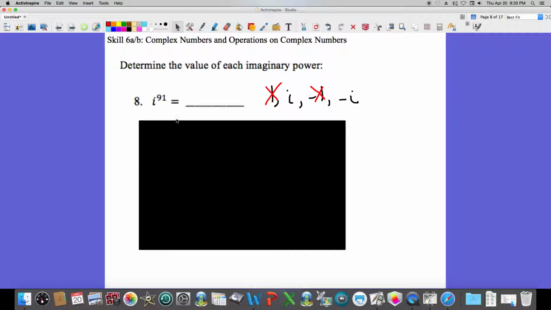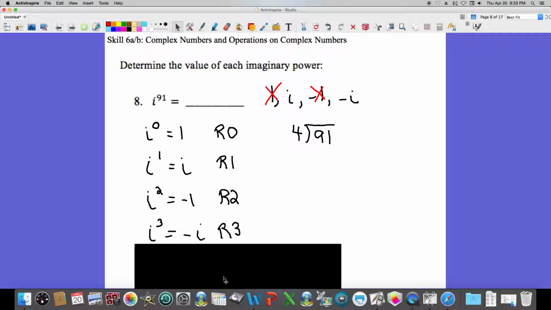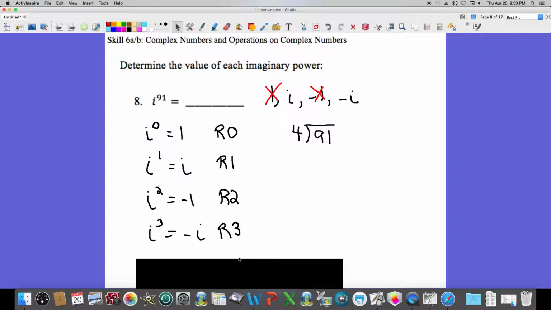All right, so let's look at 91 and divide it by 4, and we're going to have one of 4 possible remainders. However, we've said that we won't have a remainder of 0, that we won't have a remainder of 2. All right, so 4 goes into 9 twice. I'm going to subtract, bring down the next digit. 11 minus 8. I have a remainder.